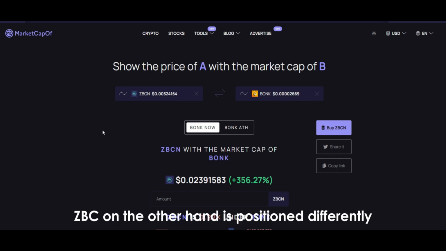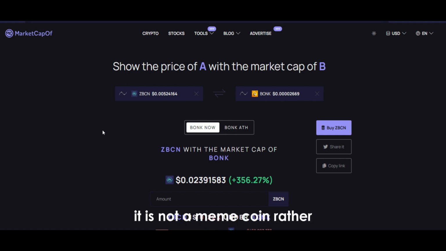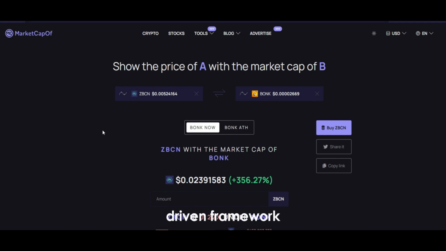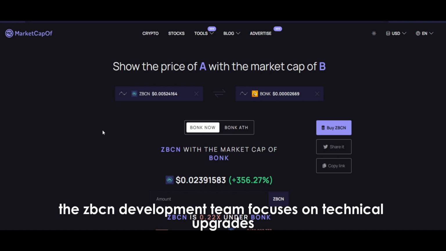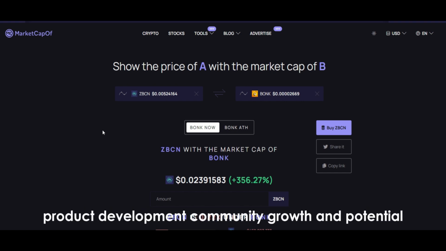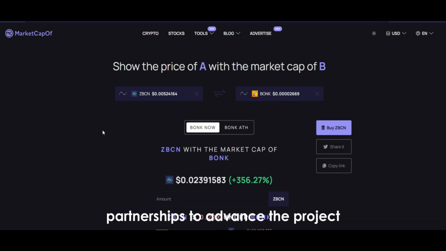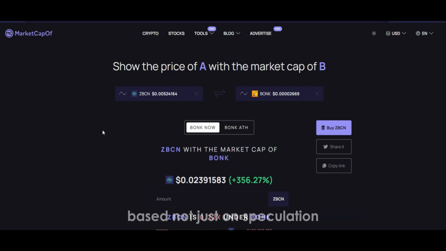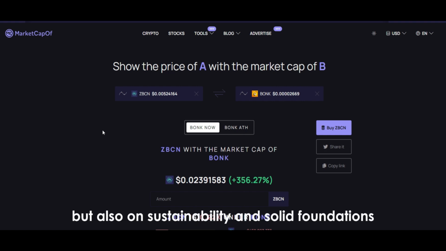ZBCN, on the other hand, is positioned differently. It is not a meme coin, rather it offers a more technological and project-driven framework. The ZBCN development team focuses on technical upgrades, product development, community growth, and potential partnerships to advance the project. Unlike BONK, ZBCN aims for a growth model based not just on speculation, but also on sustainability and solid foundations.